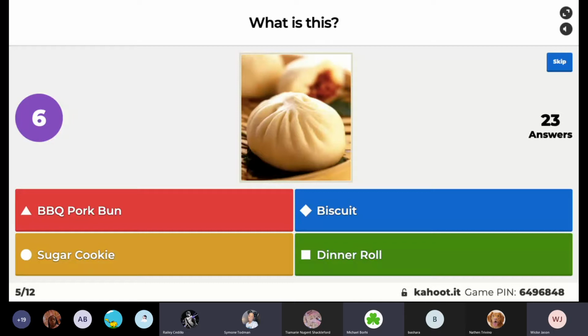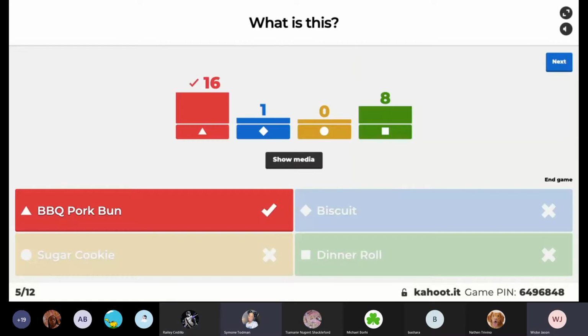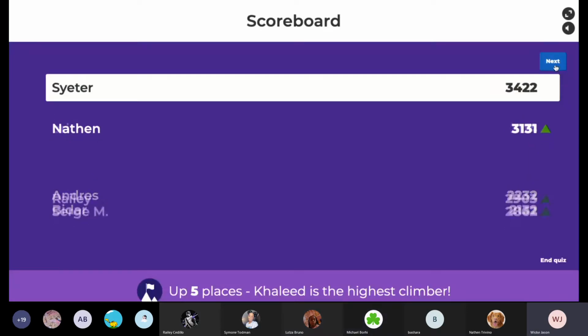Barbecue pork. Isn't that a dumpling? Why is that not in the choices? Yeah, a little bit like a dumpling. Yes, it is a barbecue pork bun. Which restaurant would you get this from? Anyone know? I think you can find this in a Chinese restaurant. Yes, good. You get one of these in a Chinese restaurant.